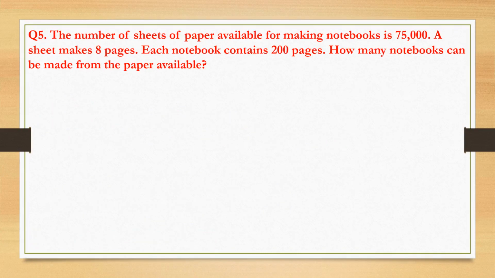let's do one more word problem. Question number 5. The number of sheets of paper available for making notebooks is 75,000. A sheet makes 8 pages. Each notebook contains 200 pages. How many notebooks can be made from the paper available?